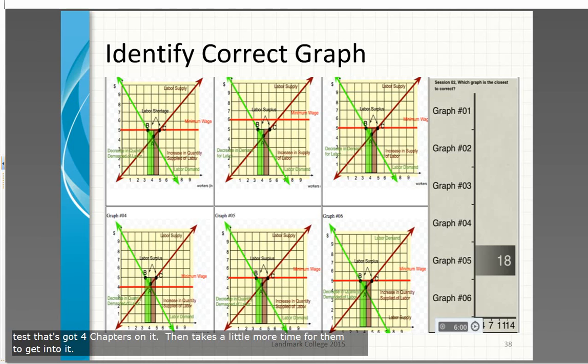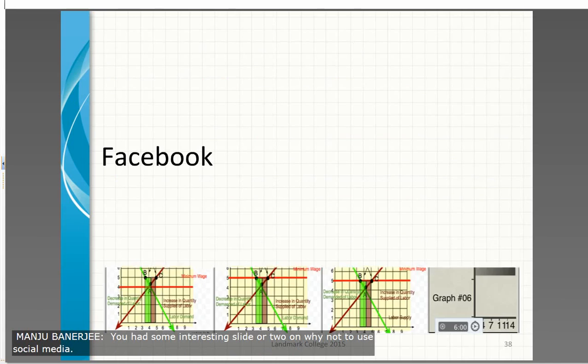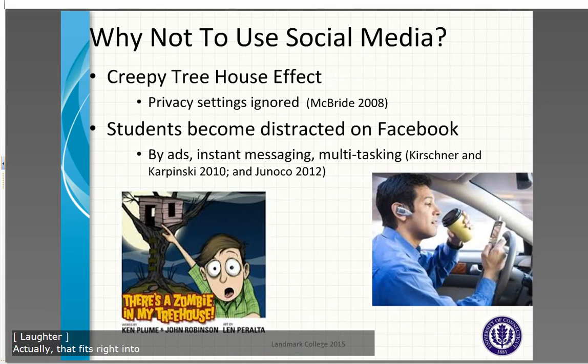Do we have any more questions? You had some interesting slide or two on why not to use social media. Yes, that actually fits right into the question about using social media and the older students that were more uncomfortable, and like I said, some of them just weren't going to do it, so we had workarounds.